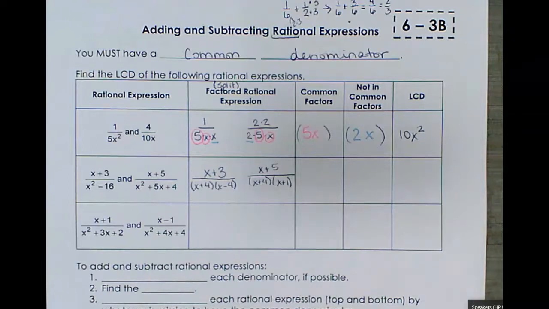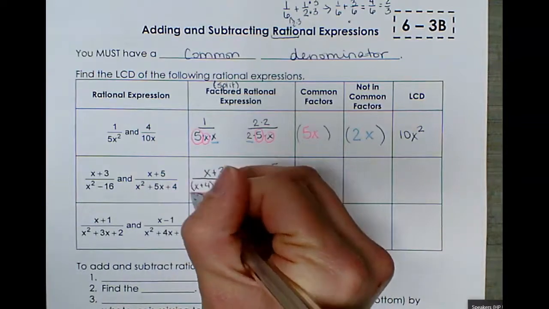So I need to write the common factors of my denominator. Well, I notice that they both have an x plus 4.